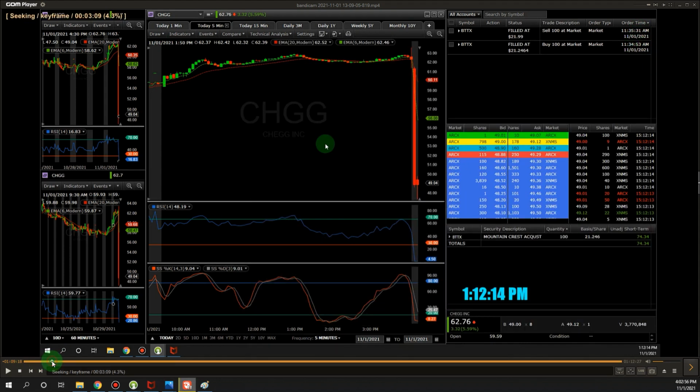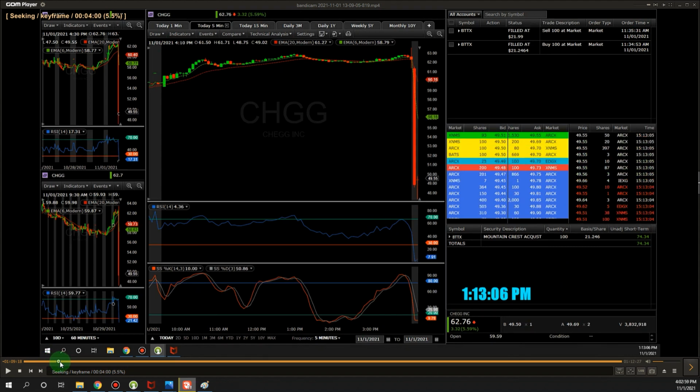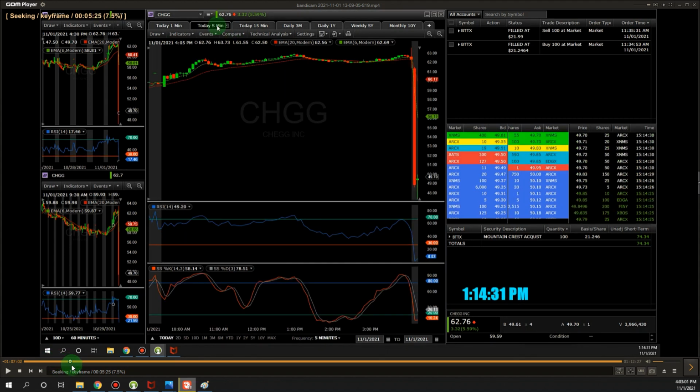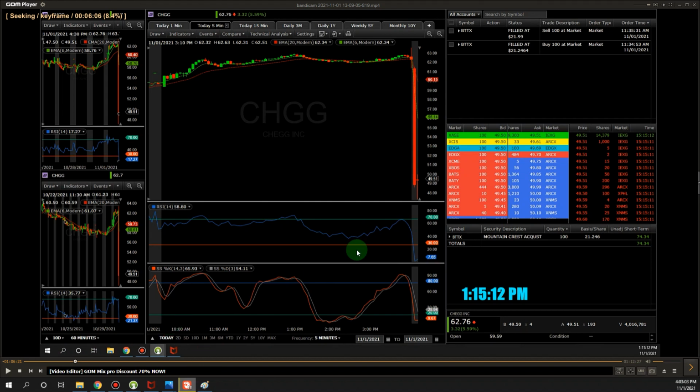So let me fast forward a little bit. You can see the candle is not going to move. I have to move it manually, like switch the time frame, then I move to the next candle.